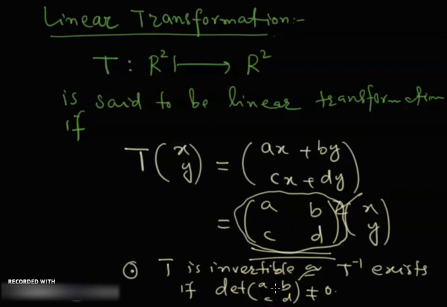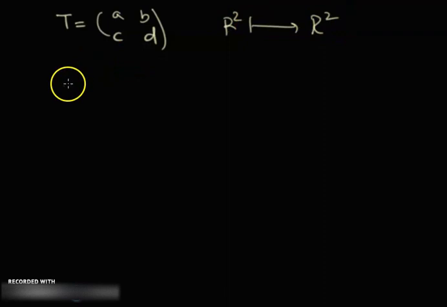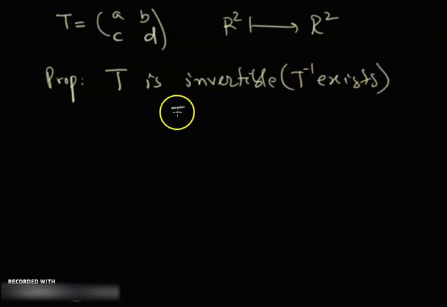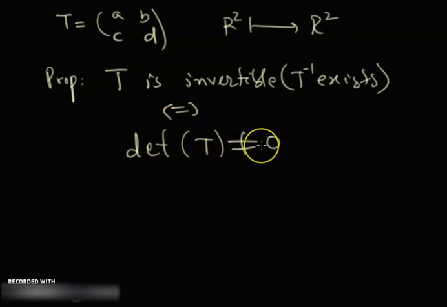So determinant is not 0. Okay, so now this is basically the proposition that T, which is [[a, b], [c, d]], is a transformation from R2 to R2. There is a proposition which says that T is invertible. T invertible means T inverse exists if and only if determinant of T is not 0, which is the same thing as I mentioned earlier.